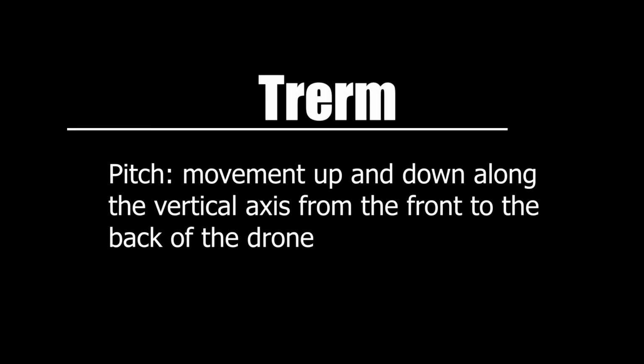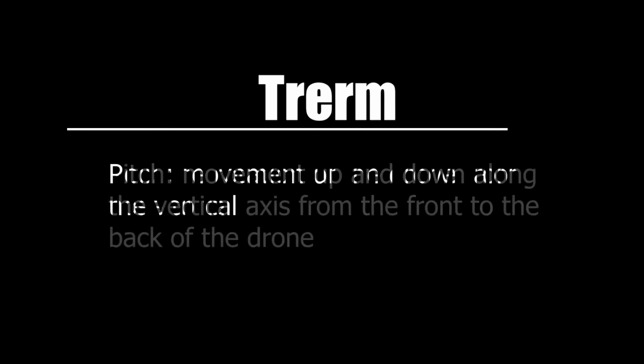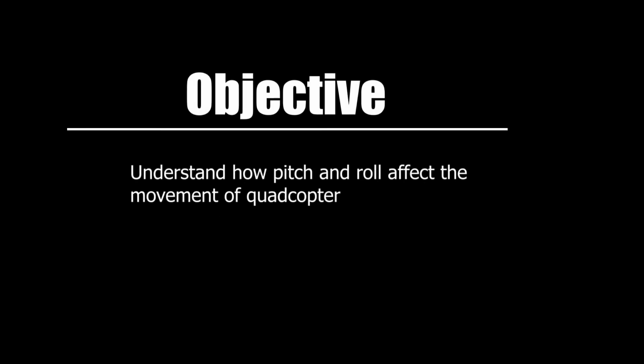ground. Terms: pitch, movement up and down along the vertical axis from the front to the back of the drone. Roll, the rotation of the drone from nose to tail. Objective: understand how pitch and roll affect the movement of a quadcopter.